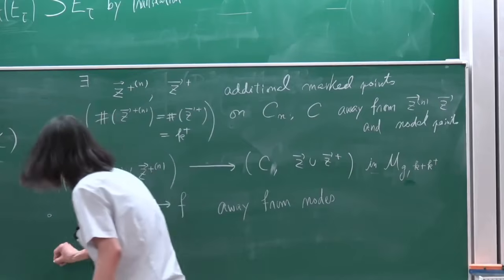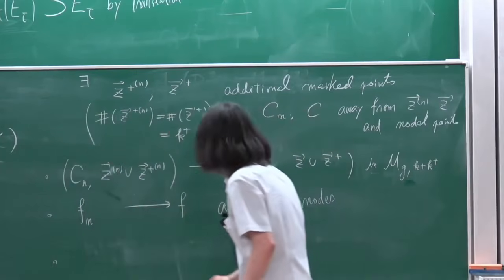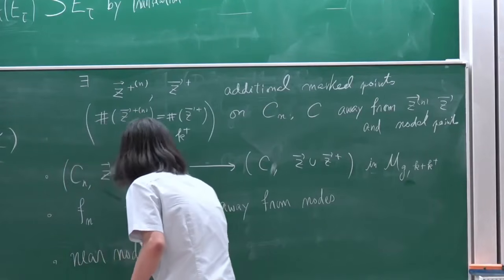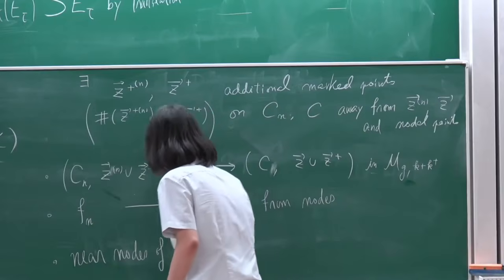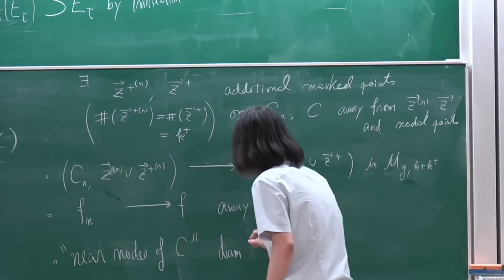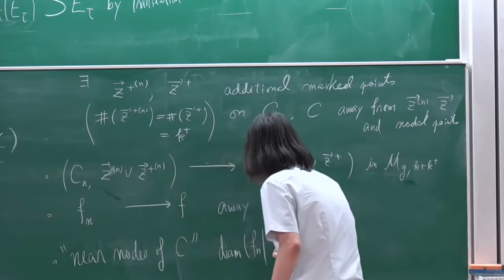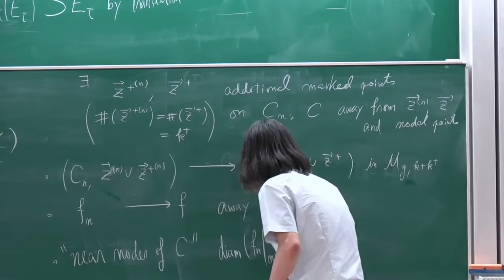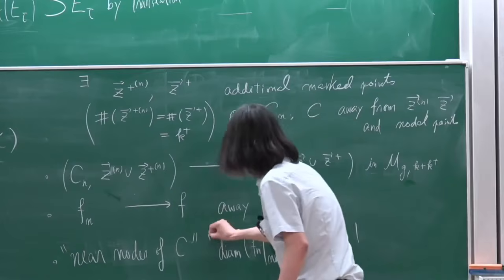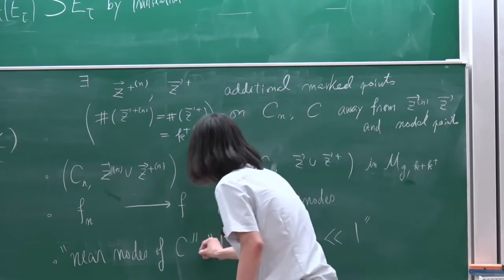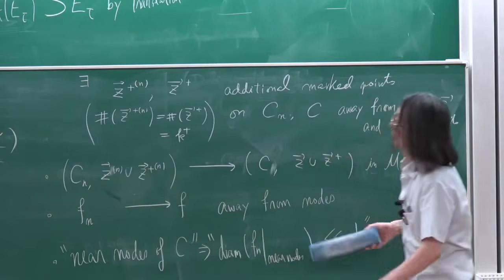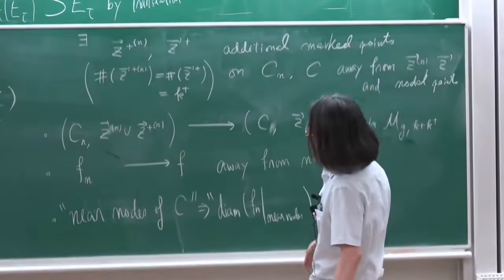And near nodes, actually the diameter is very small. And near nodes of this C, the diameter of this Fn near nodes is very small. So this statement is not really a rigorous statement, so I can tell you what it means.